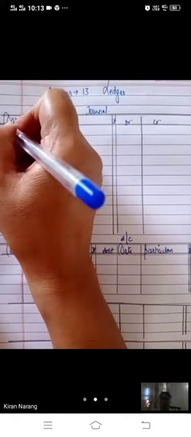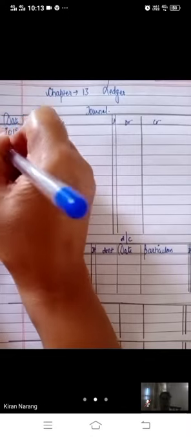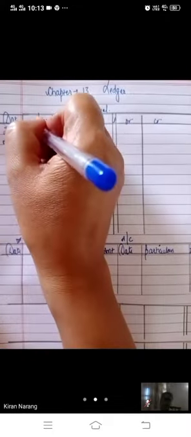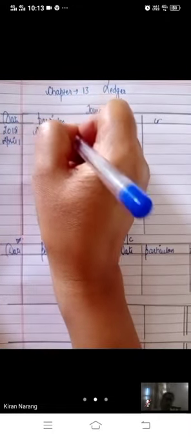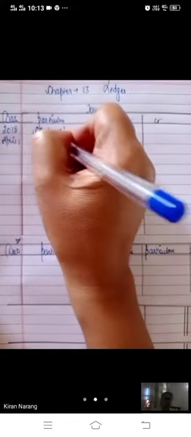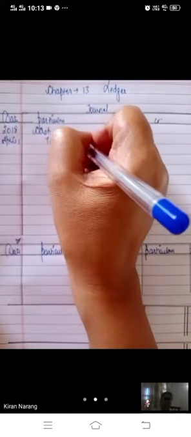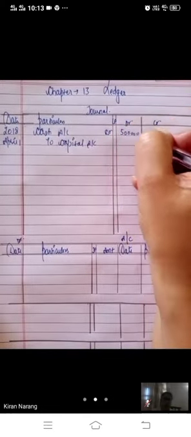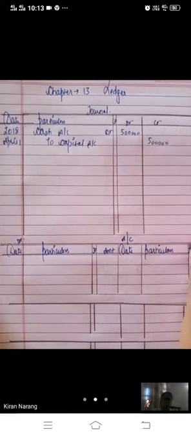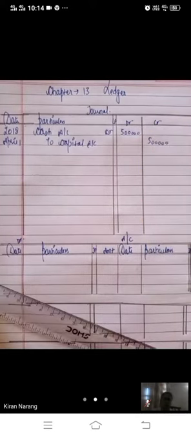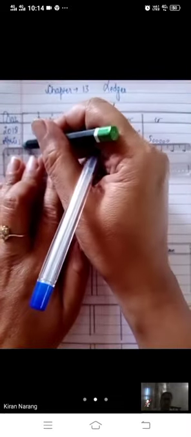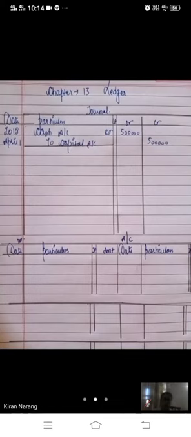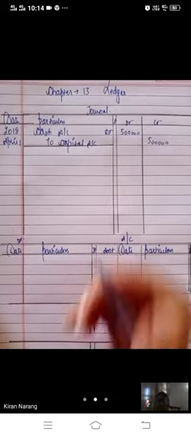Suppose you have started business on 2018, April 1 with rupees 5 lakh. What will be the journal entry? Cash account debit to capital account, rupees 5 lakh. This will be the journal entry for recording the start of the business. You have just started your business. You have invested 5 lakh rupees in the business. This will be the entry, and you will write the narration.